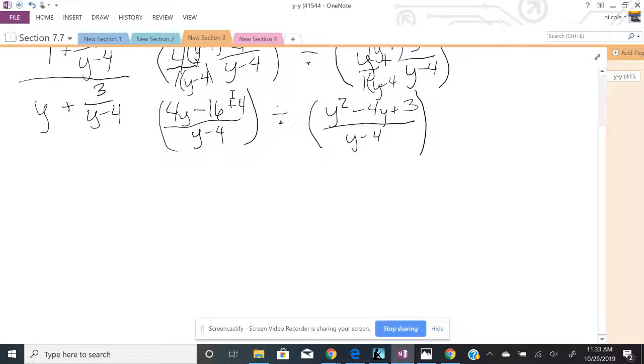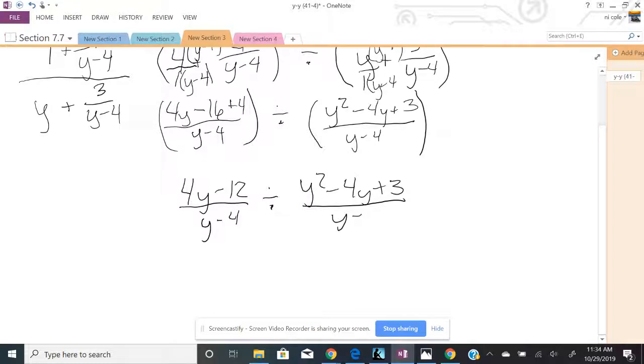Now I want to combine like terms. So I've got 4y minus 12 over y minus 4 divided by y squared minus 4y plus 3 all over y minus 4. Okay, so now I've got it all simplified. The next thing I'm going to do is my keep, change, flip, but at the same time I'm going to factor.